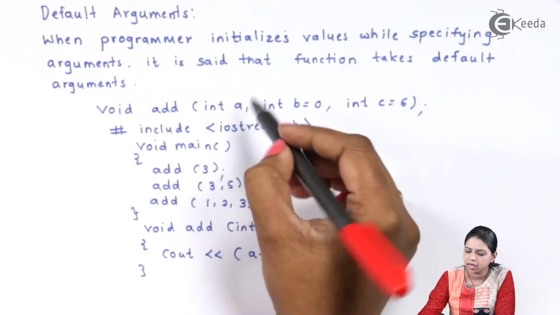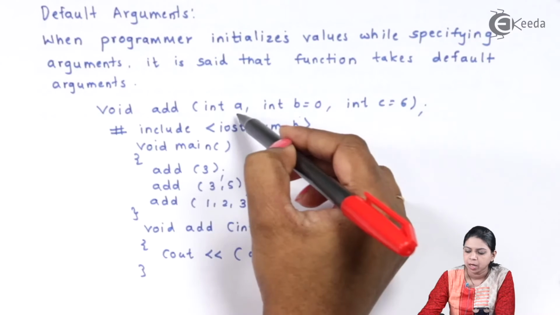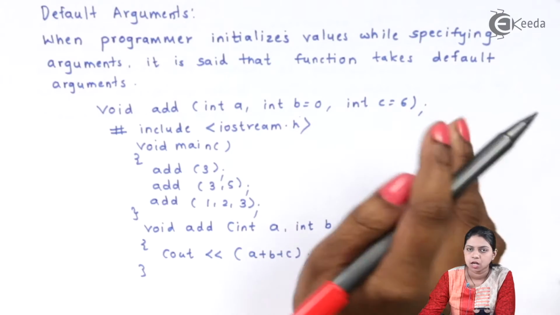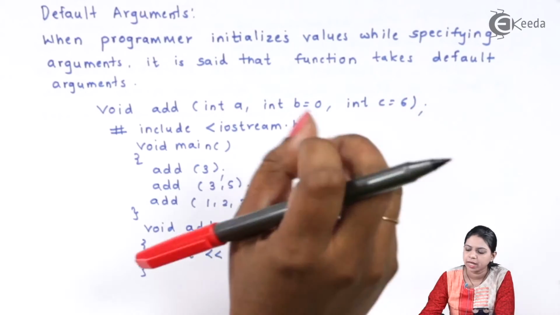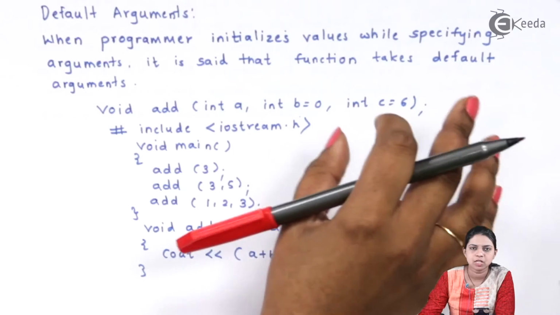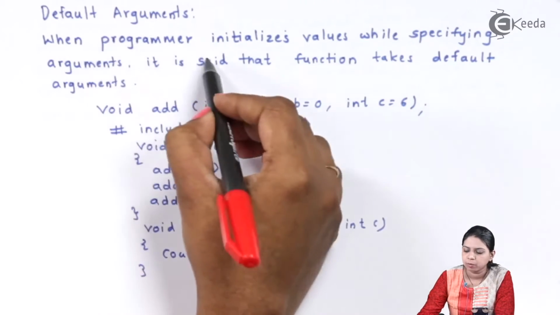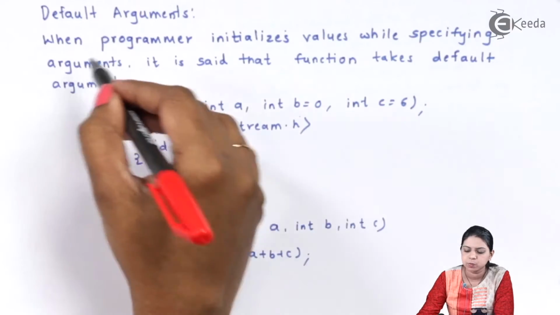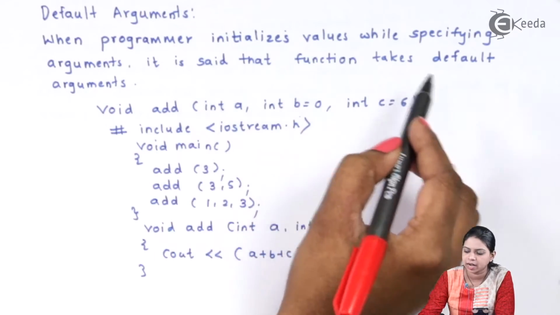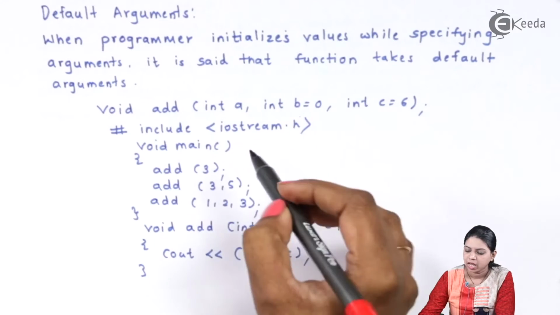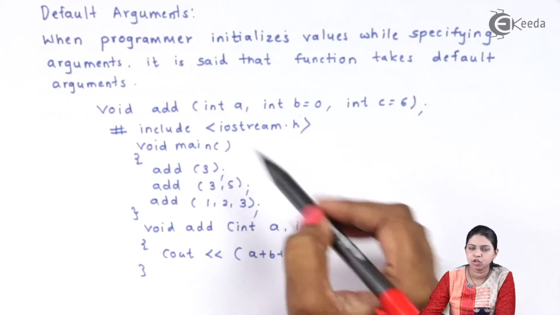That is, I have three arguments here, a, b, c. My a value is not initialized, but my b is 0 and c is 6. So I have initialized the values also, and these values I call default arguments. So the definition says, when the programmer initializes the values while specifying arguments, then it is said that the function takes default arguments.